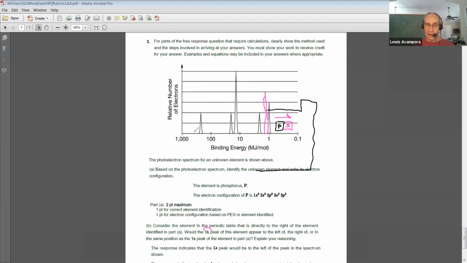So because the 1s peak, it'd still have 2 electrons, so it would have the same height, but now it would be more strongly attracted to the nucleus, because now the nucleus of a sulfur atom has 16 protons instead of the 15 protons that are in the nucleus of a phosphorus atom. And that would shift this peak to the left.